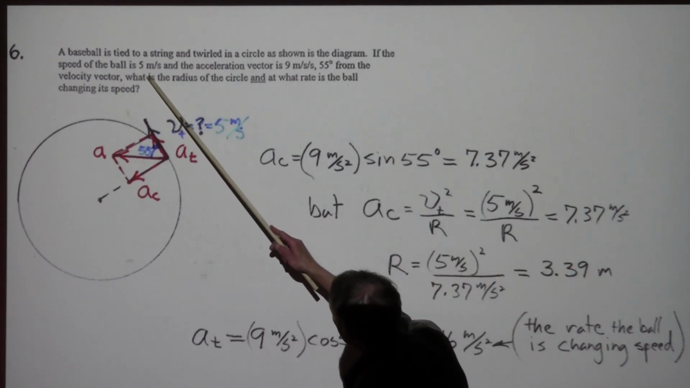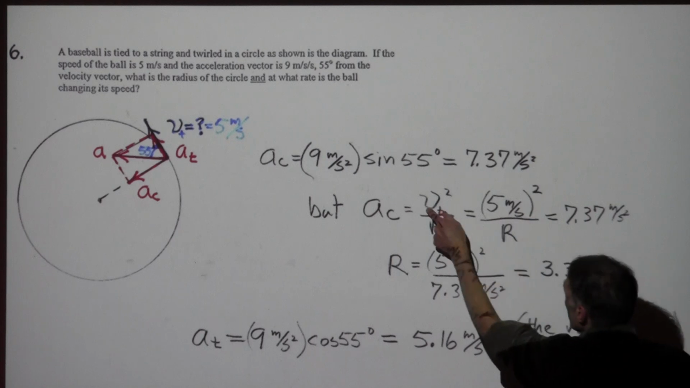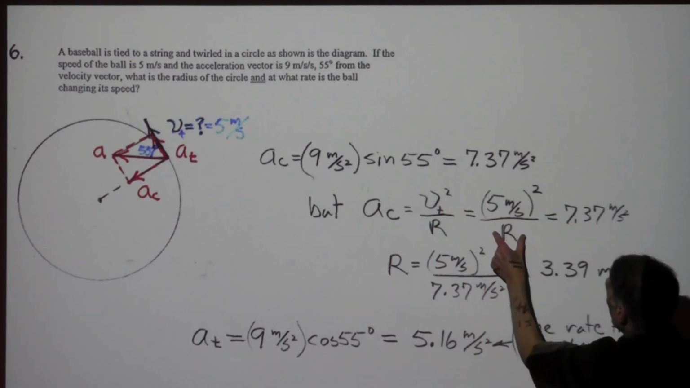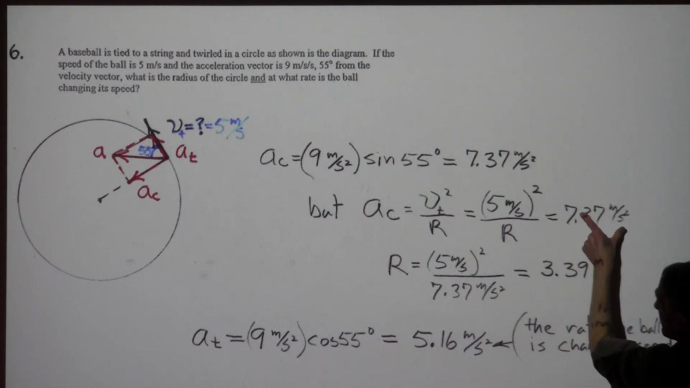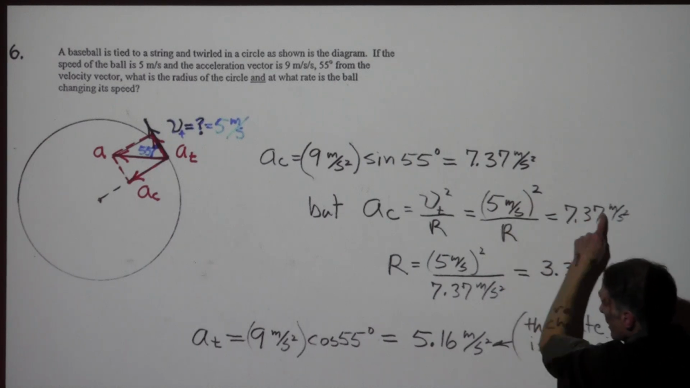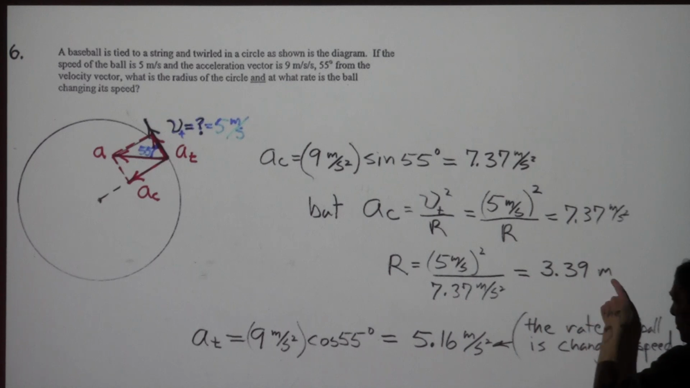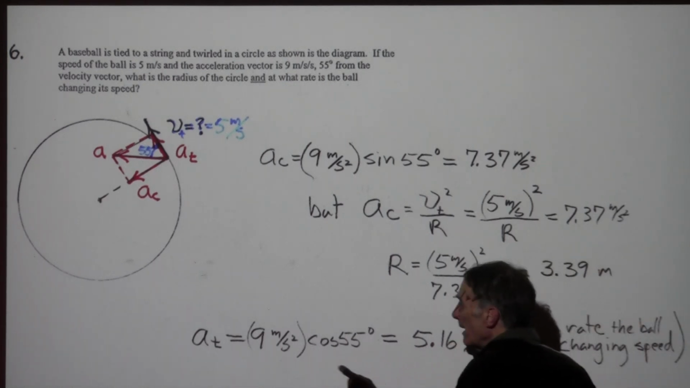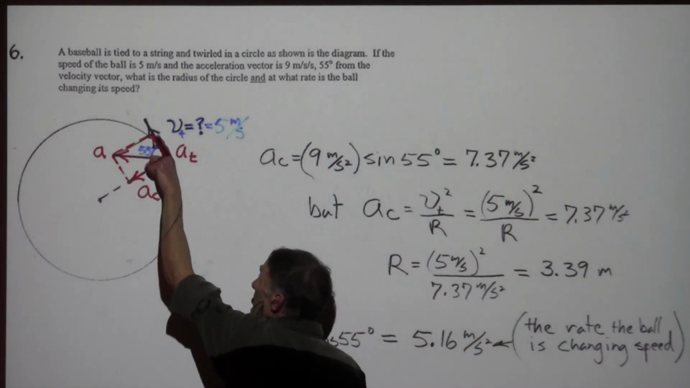He does tell us what that is. It's 5 meters per second, so we put that in for the tangential velocity. He wants to know the radius of the circle. With all of these numbers, we can solve for the radius, and he gets 3.39 meters.